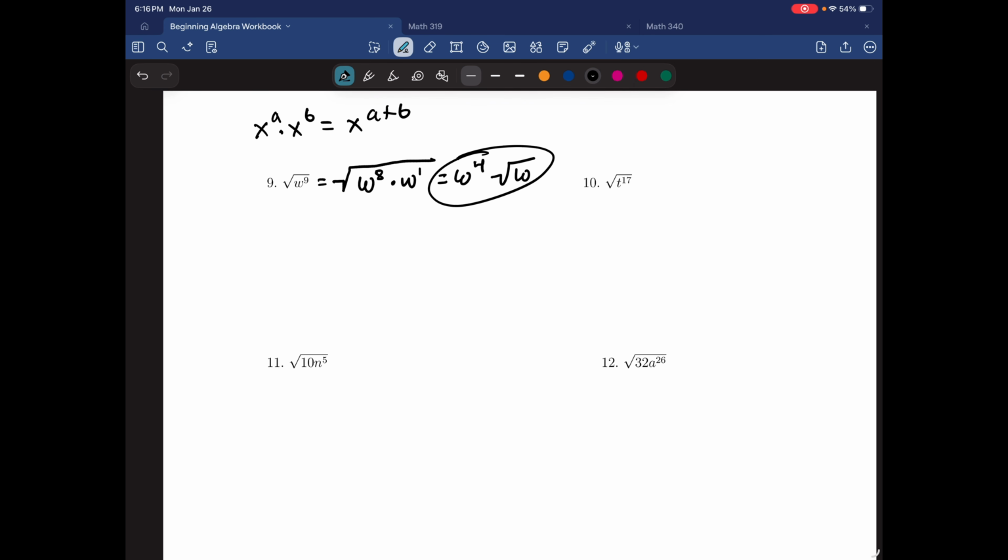Looking at example number 10, I encourage you to pause the video and try this on your own. And assuming you have given it a go, let's go through this.